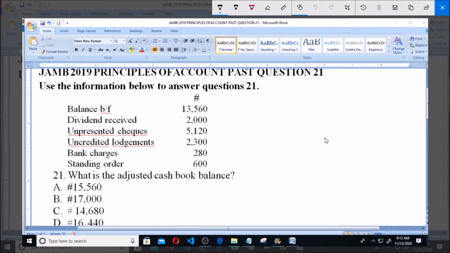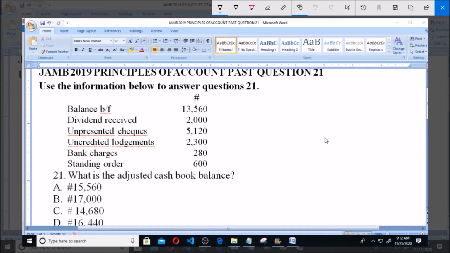We have unpresented checks of 5,120. We have uncredited lodgements of 2,300. We have bank charges of 280. We have standing order of 600. The question is, what is the adjusted cash book balance?